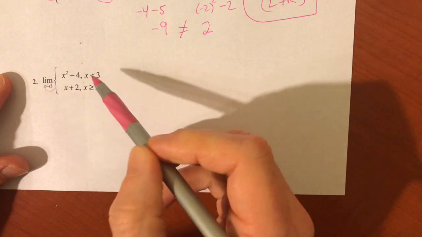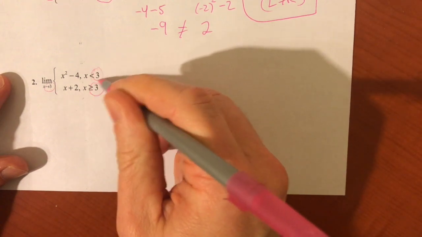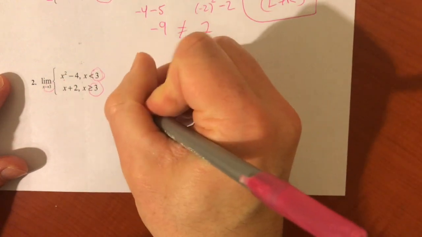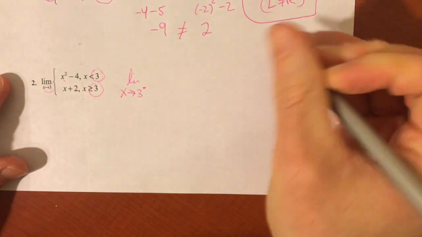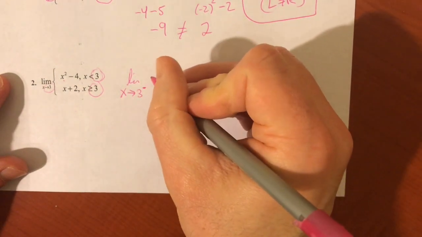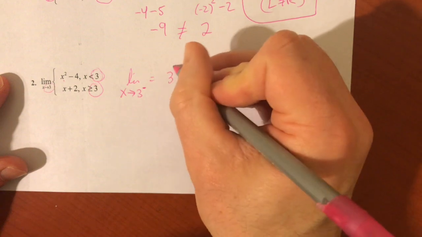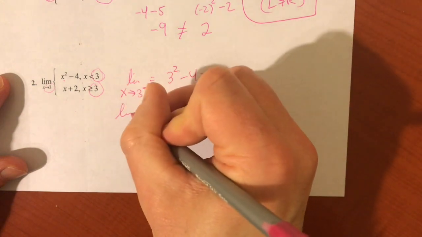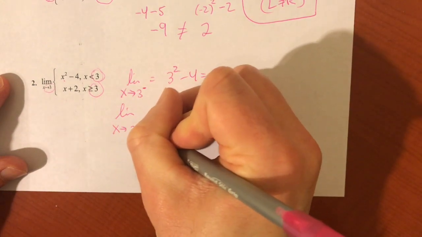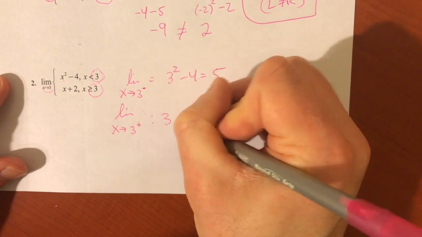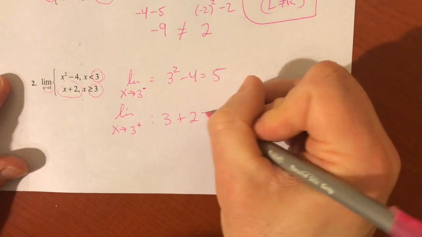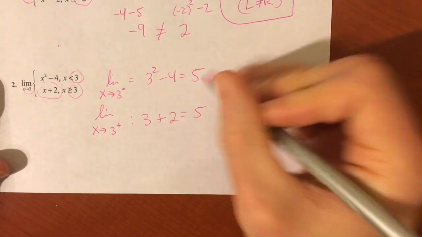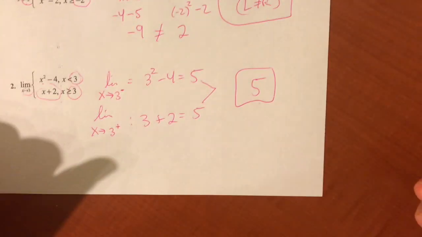X approaches 3. 3 is the transitional value here, so you got to check the limit from the left and the right. So 3 from the left side of this expression is plugging 3 into there. 3 squared minus 4, 9 minus 4, 5. And the limit as x approaches 3 from the right would be plugging into this second piece. 3 plus 2 equals 5. We got the same value. That means the answer is 5. If the left and the right agree, then that's the answer.